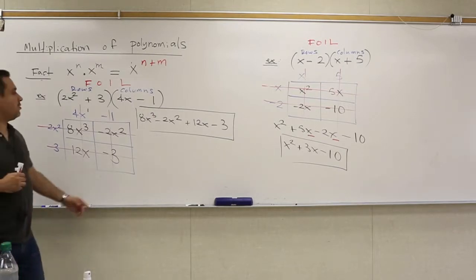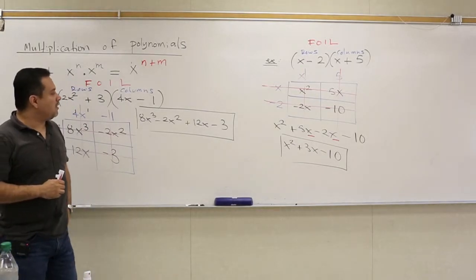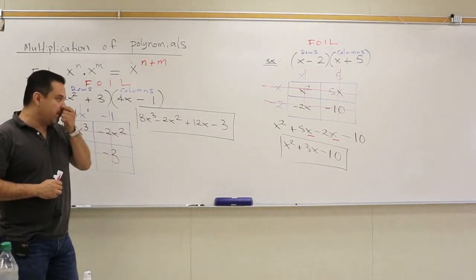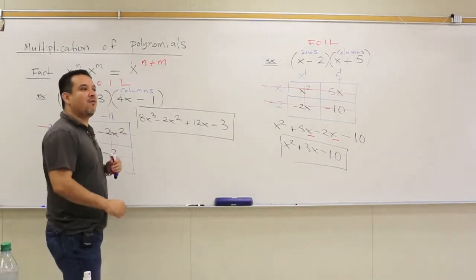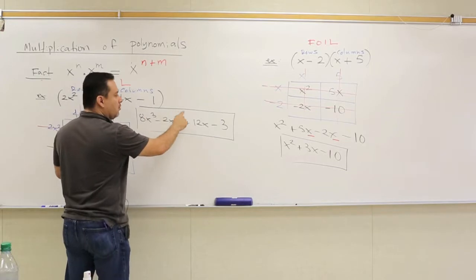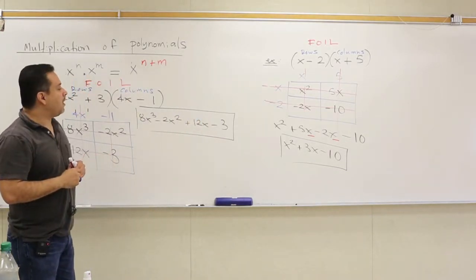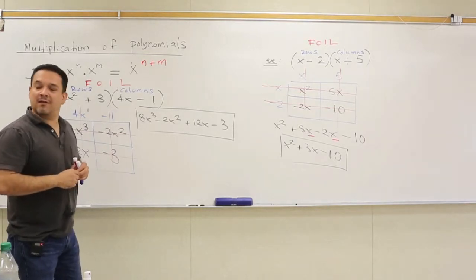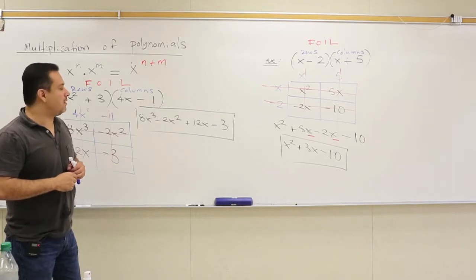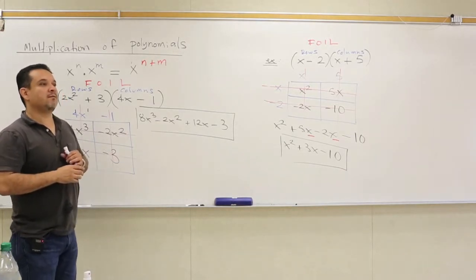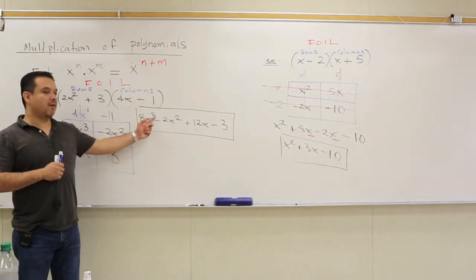Do you guys notice, are these terms like? No, we couldn't combine any. What else do you guys notice about this? Let's see if you remember from yesterday. How did I write my answer? Descending powers. 3, 2, 1. What's the degree of this polynomial? Why do you say 3? Isn't that the highest power?